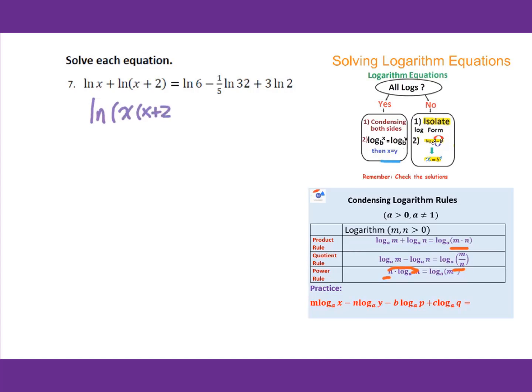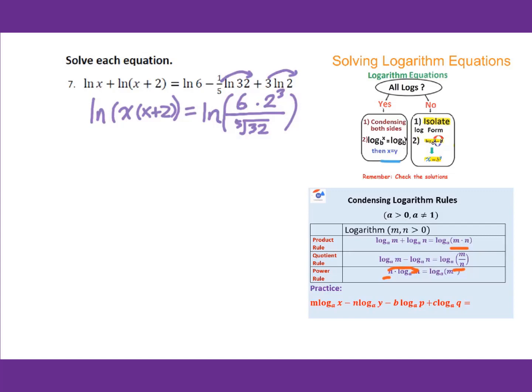Therefore, for number 7, on the left side, you only need to get x times x plus 2. On the right side, remember 1 over 5, you have to do 32 to the 1 over 5th power. Therefore, I got the log. Since we have subtraction, we have a division line: 5th root of 32. Then you have 6 times, this 3 you jump to the exponent, 2 to the 3rd power. Then you need to simplify.